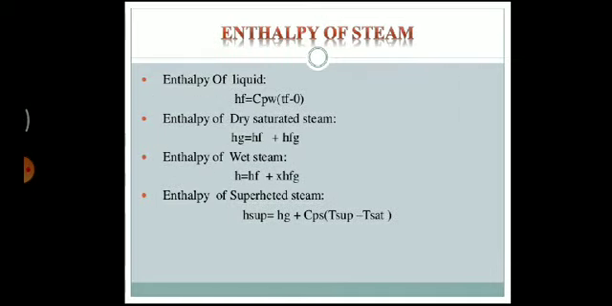So these are the properties of steam. These are the enthalpies given for each steam. So enthalpy of liquid is a property of steam. If we find the enthalpy, what will we get? Hf, enthalpy of liquid. So Cp of water times Tf minus 0, that is, T and f only.